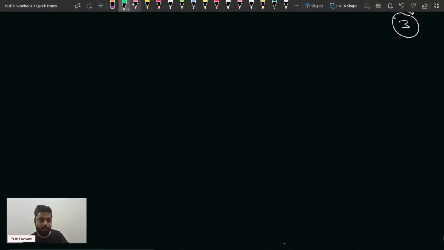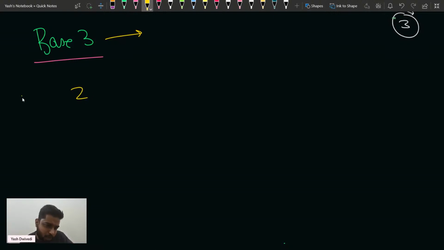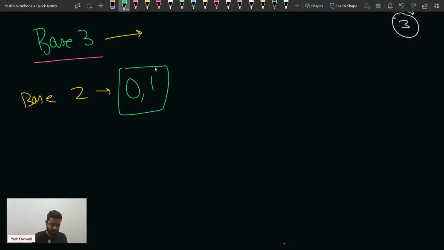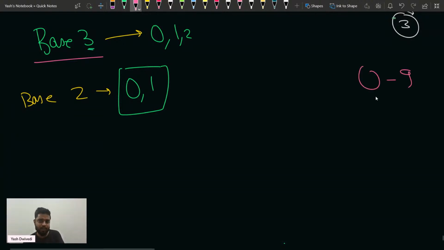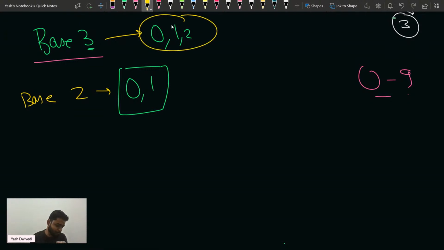Now let's learn about base 3. How does base 3 work? When I talk about base 2, the numbers I write are only 0 or 1, right? Either that thing is 0 or it is 1. Now in base 3, you have three options: 0, 1 and 2, that means less than 3. Similarly, in base 10 you have the numbers 0 to 9 and you place them accordingly. So in base 3 you have 0, 1 and 2.